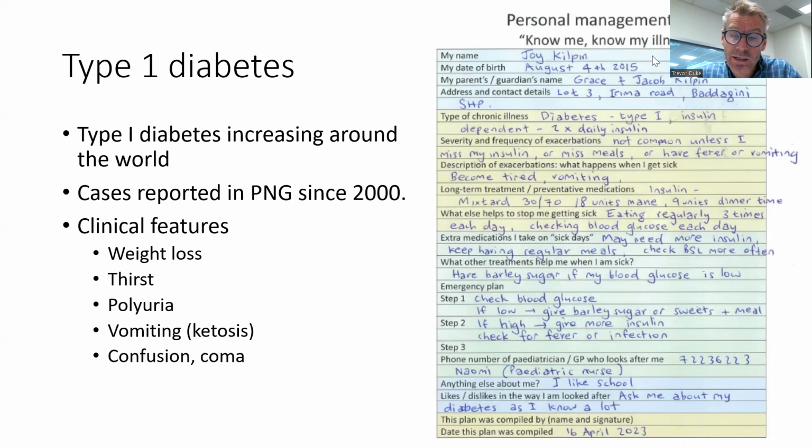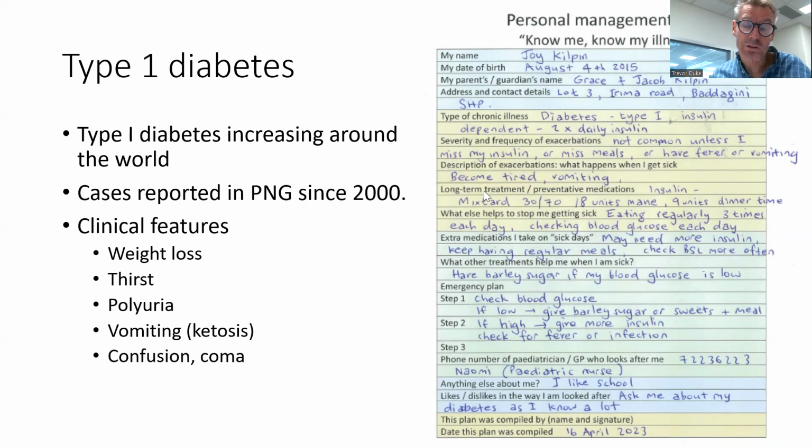And here's a personalized management plan for a child who had type 1 diabetes. You can see, again, her name is there, her date of birth, so you can work out her age, her parents' names, her contact details, the type of illness she had, so diabetes type 1, insulin dependent. She needs 2 daily insulin injections. And what happens if she has an exacerbation of her diabetes? Well, she says it's not common unless I miss my insulin or miss meals or have fever or vomiting. If she gets an exacerbation, what happens when I get sick? Well, she becomes tired and has vomiting.